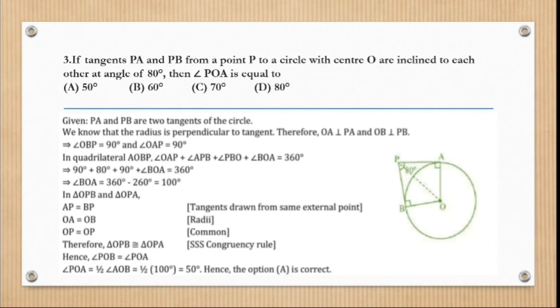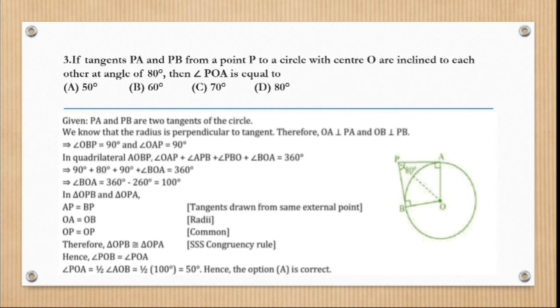So now you will take the OPB triangle and OPA triangle. In these two triangles, PO is the common side, PA is equal to PB because they are the length of tangent, and OB is equal to OA because they are radius. So by SSS congruency you can say that these two triangles will be congruent. Since they are congruent, by CPCT you can say that this angle will be equal to this angle.